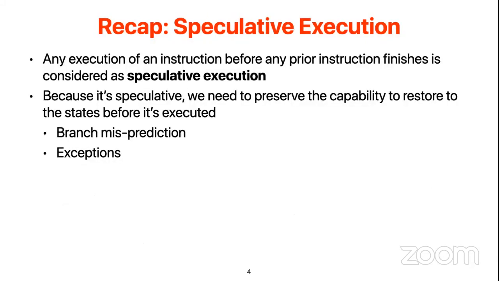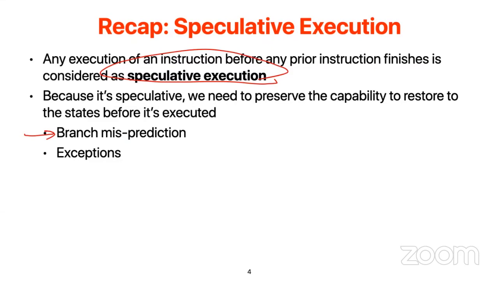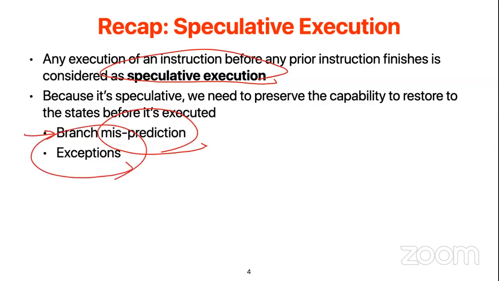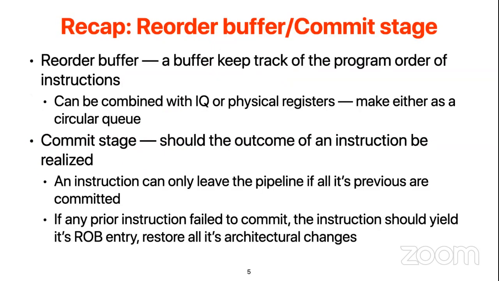However, as we said, because there is branch prediction, there are cases where we are not 100% sure that we really need the result of this execution. So we invented a mode in modern processors called speculative execution, meaning that we speculate that this instruction will be executed. However, it's not certain until the branch result is out, or we pass the stage where there may be exceptions in your instructions. And to support speculative execution, we need a special functional unit called the reorder buffer.